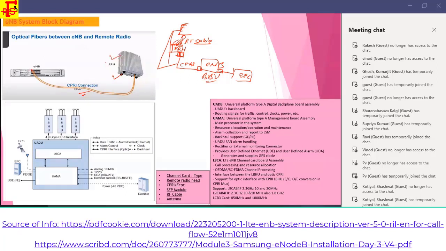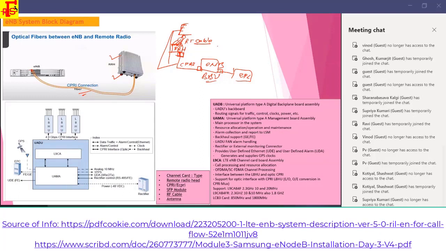What is the use of RRH? RRH is responsible for radiating the signal over the air, because the antenna is connected through this RRH. All RF cables are connected in the antenna. It sits on top of the tower and mainly performs the function of converting the optical signal to electrical and vice versa. That is its use.